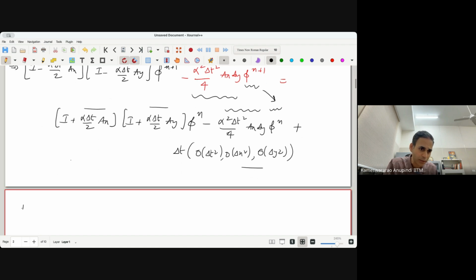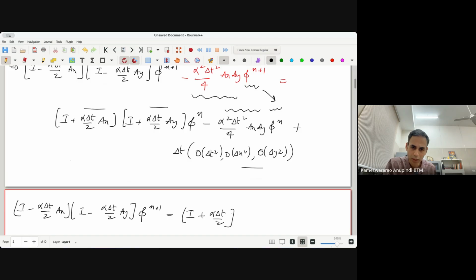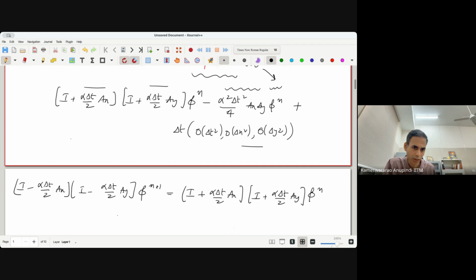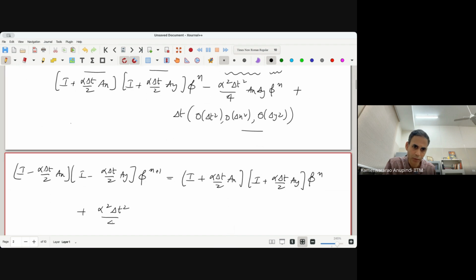So I can rewrite this equation as I minus alpha delta t by 2 ax times I minus alpha delta t by 2 ay, phi n plus 1 equals I plus alpha delta t by 2 ax times I plus alpha delta t by 2 ay, times phi n, and then I have plus alpha square delta t square by 4 ax ay times phi n plus 1 minus phi n, because this is coming from the left hand side, this is already there on the right hand side, and then you have plus order delta t times order delta x square, order delta y square.